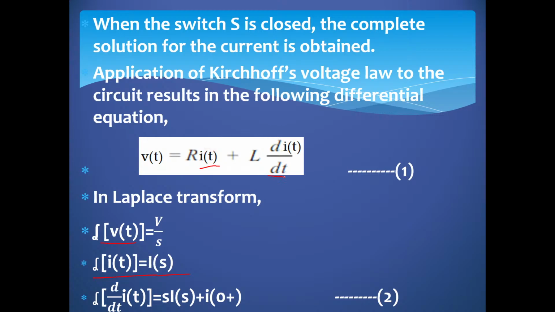One more term is there which varies with respect to time. Here three terms are varying with respect to time. This is a differential equation, isn't it? In this differential equation, what are all the variables? V of t, I of t, d by dt of I of t.